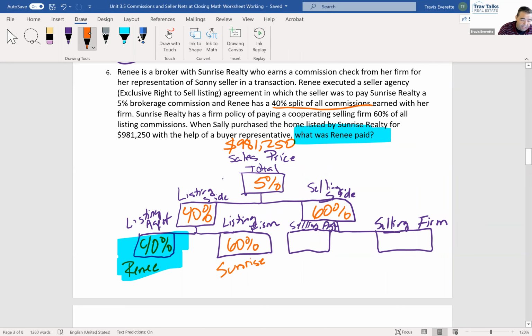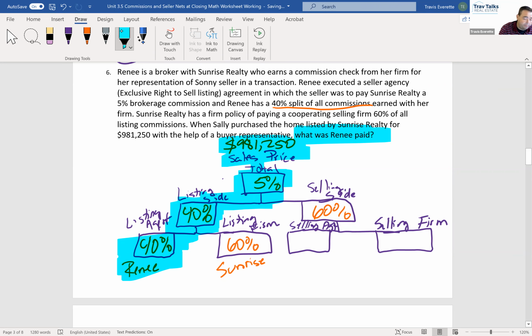Well, I have to work my way back up. From Renee, I'm working my way back up 40%. I cannot multiply 40% times a sales price. It's too big of a number. So I got to keep going up. 5%. I can multiply 5% times the sales price. It's a small single-digit number, so I know the next stop is my sales price. So I'm going straight from that 5% to the sales price.